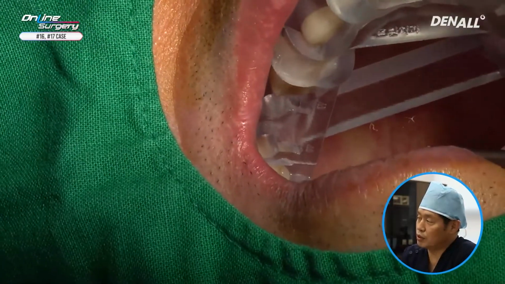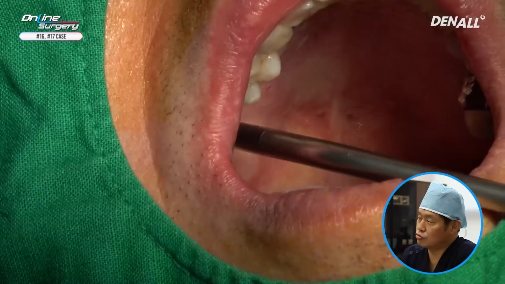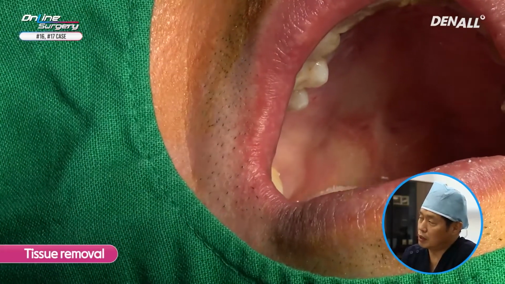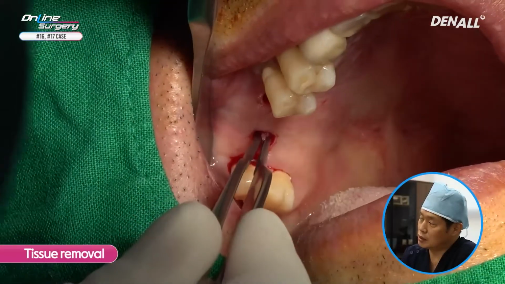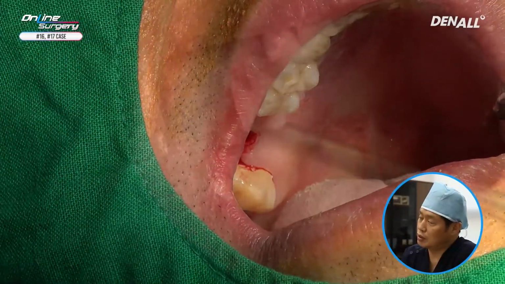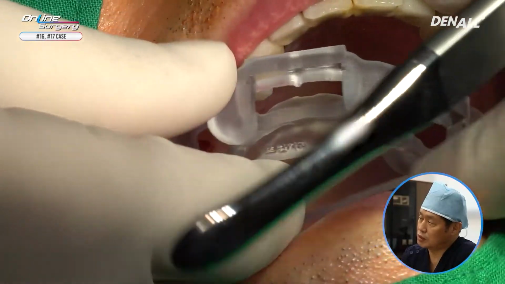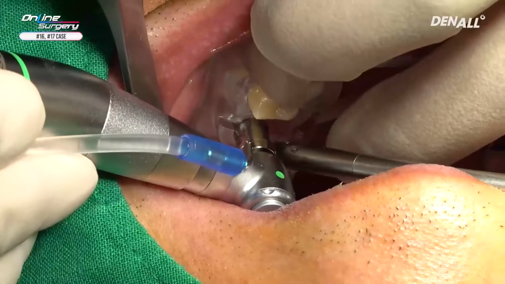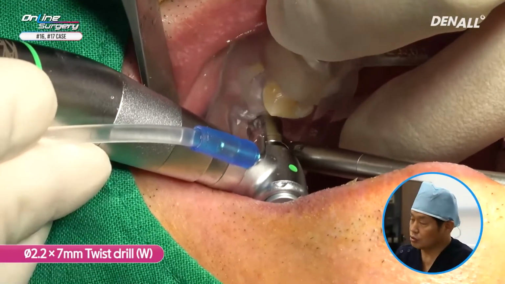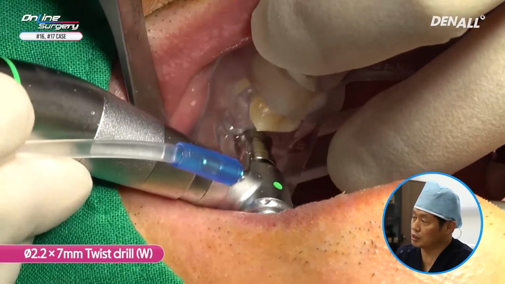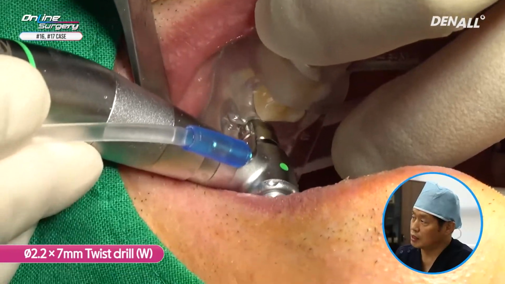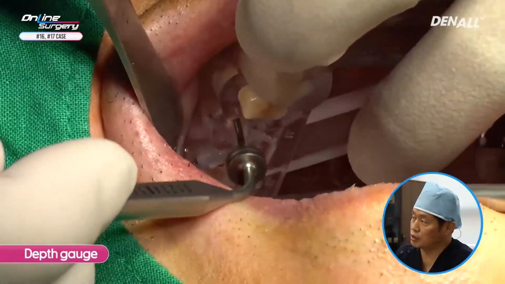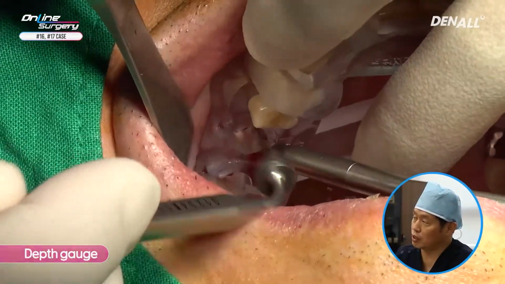After that, you can see that gingiva may not be removed thoroughly. Template was removed and tissue is removed. And after that, subsequent drilling is going to be done. Initial drill, 2.2 by 7 millimeter twisted drill was used. Even if the residual alveolar bone is more than 7 millimeter, for initial drill, you need to use 7 millimeter drill.